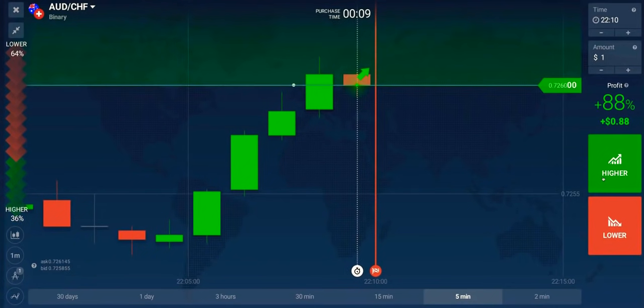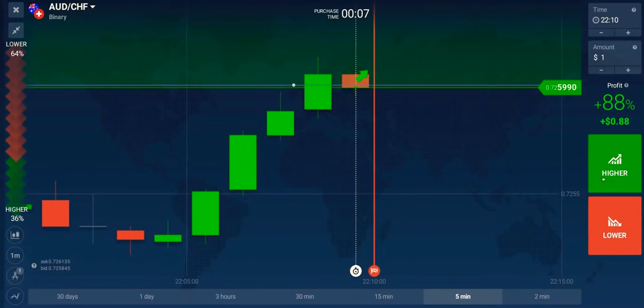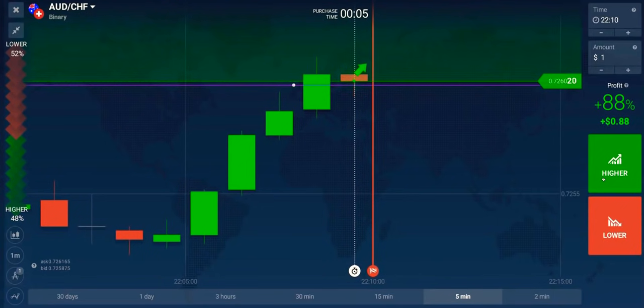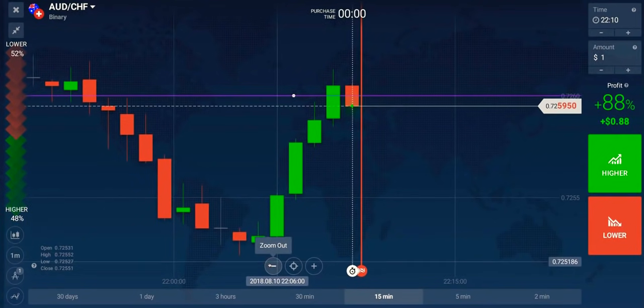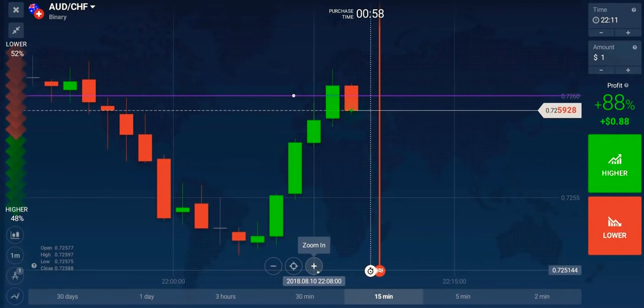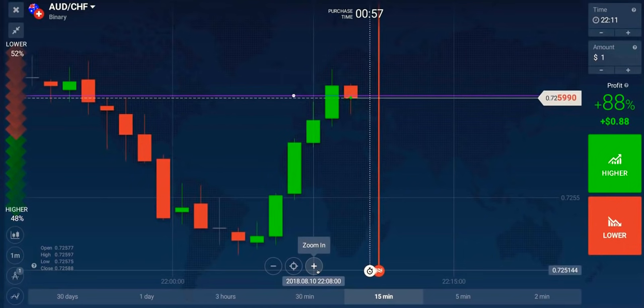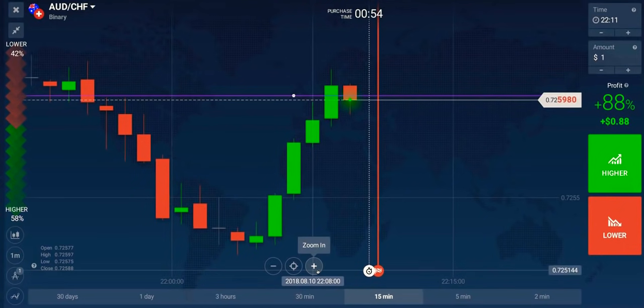Okay, so let's watch the live candle based on current price action to see if this level is being respected now as support. Okay, it's not very convincing. Yep, it's not convincing.